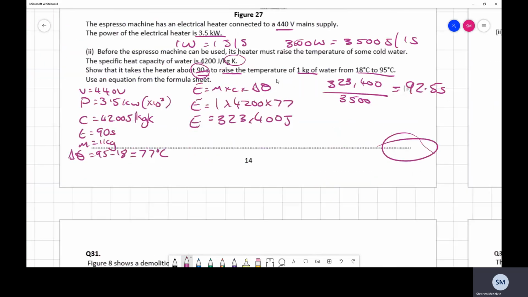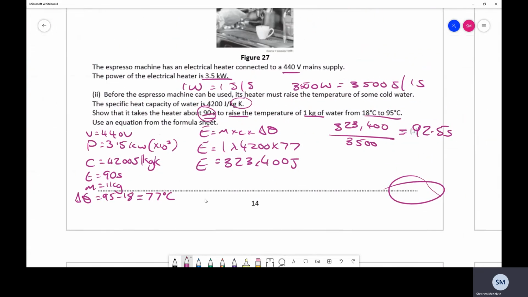But how do we get to this? How did I get to that? Well, I wrote down all my numbers. I wrote down everything that I've got. And it was asking me about this heater having to do something. And the heater is obviously going to use energy. And it also gave me this power.